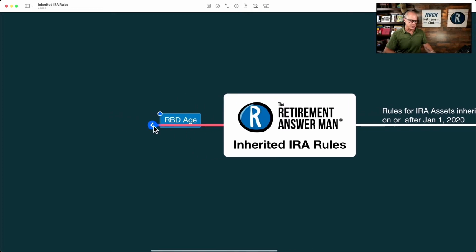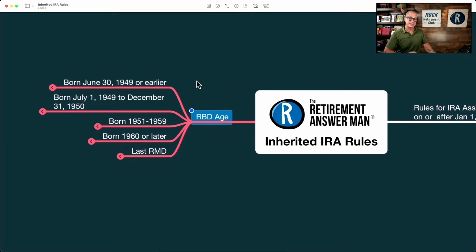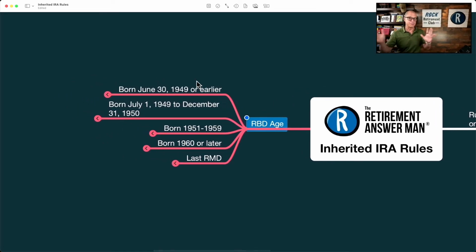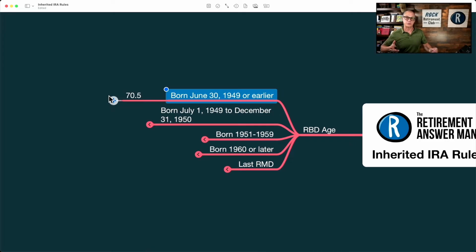So this is the RBD date, the date that the original owner of an IRA has to start taking required minimum distributions from their pre-tax account. And this has gotten a lot more confusing over the last few years. If you were born before June 30th, 1949, your required beginning date for those distributions is 70 and a half. Now that used to be the same thing for all of us, but the IRS has changed that and has been increasing that date for the beginning of distributions from an IRA.